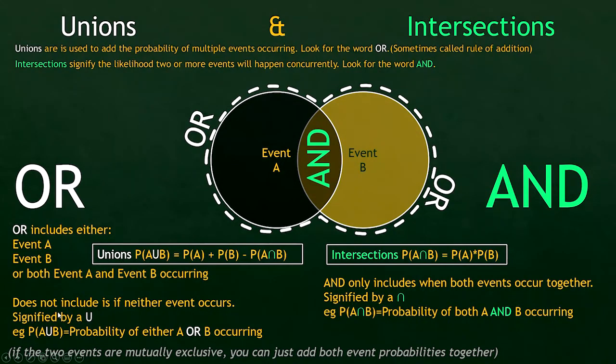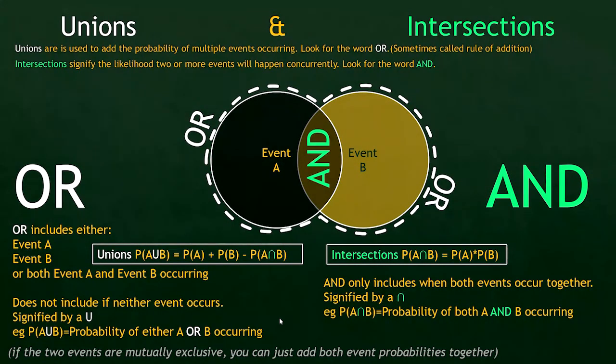Okay, so it does not include if neither event occurs. Unions only include if event A or event B occurs, or events A and B both occur, but it doesn't include if neither occurs. So that's really important. These don't have to add up to 100 if it doesn't represent everything. And once again, the probability of the union of A and B, or A or B, equals the probability of A or B occurring.